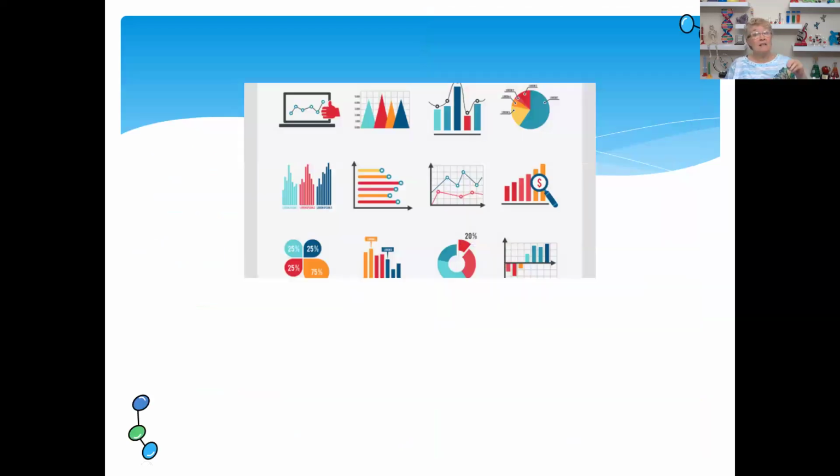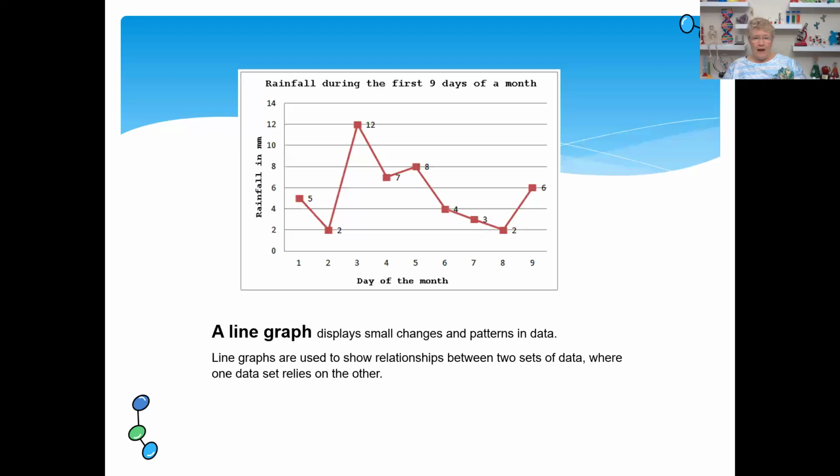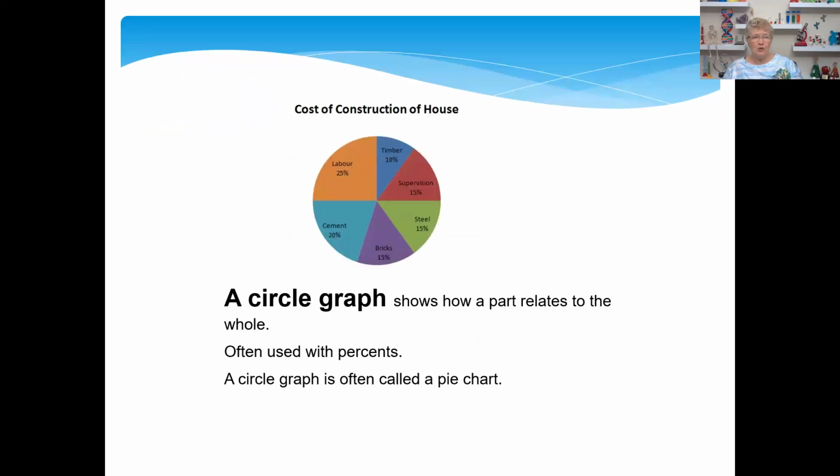Now, there's a lot of different ways that we can graph data, a lot of different kinds of graphs that we can use. Here's a line graph. Like it sounds, a line graph uses a line. Any of you guys worked with line graphs before in your math classes or science classes? Yeah. So line graphs are really good to show small changes and patterns in data or relationships between 2 sets of data where one set relies on the other. Basically, what we do with a line graph is we put our points on there and then draw a line that connects them.